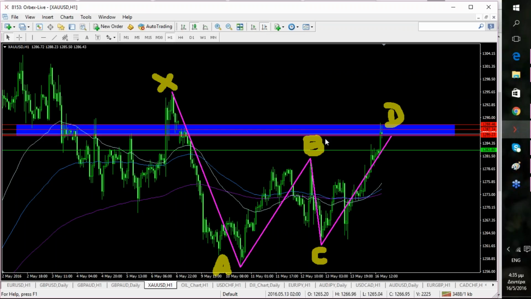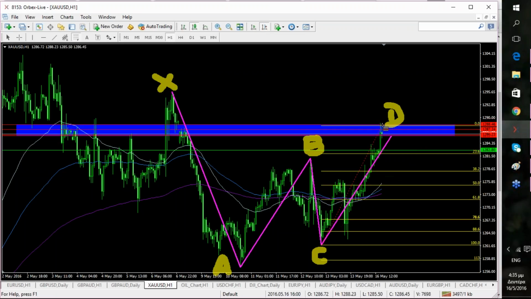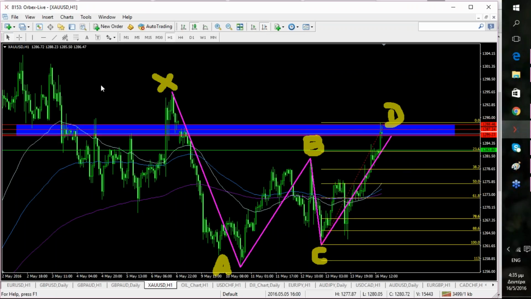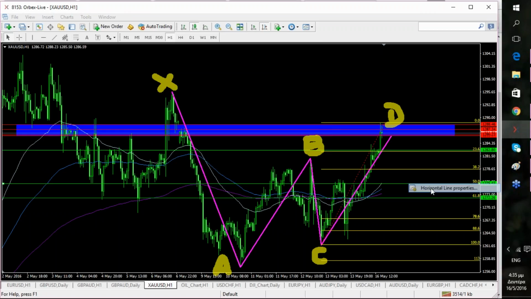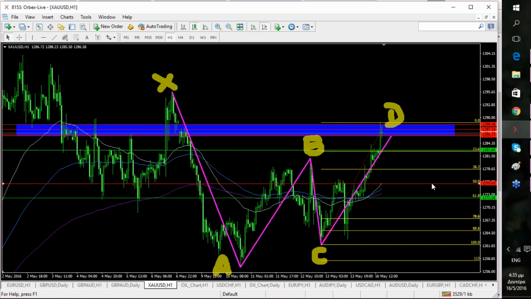Now, if I take my C to D, from the highest point I can see here, and I mark off 50 or 61.8, I'll mark that again. Give me a second. I'll just explain what I'm doing.